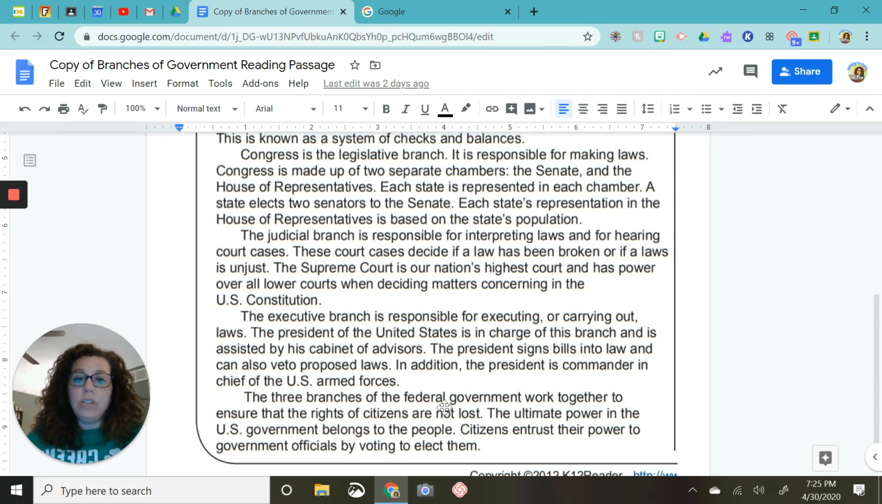The 3 branches of the federal government work together to ensure that the rights of the citizens are not lost. The ultimate power in the U.S. government belongs to the people. Citizens entrust, which means give, their power to the government officials by voting to elect them.